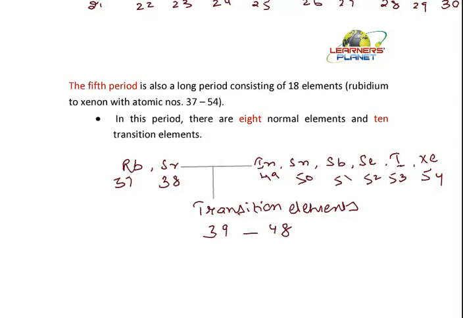So these are your elements of the fifth period, and again there are how many normal elements, students? There are 8 normal and 10 transition elements. 1, 2, 3, 4, 5, 6, 7, 8, and in between there are 10 transition elements. So this also contains 18 elements. These all are very, very important. That is why I am telling you this in detail. Don't forget how many elements are in which period and what all elements are present there.